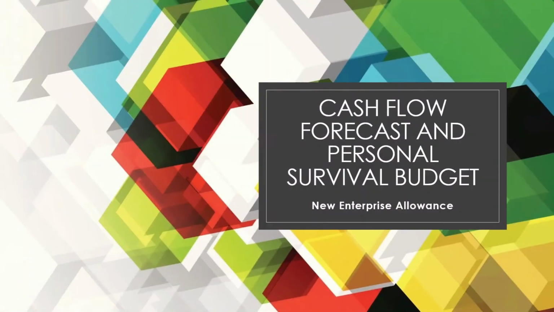In order to be approved for the NEA programme, your business broker will by now have explained that you need to complete a cash flow forecast and personal survival budget to accompany your business plan. So what follows is a short explanation of how to complete these forms.